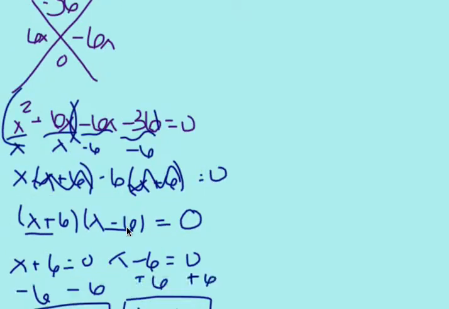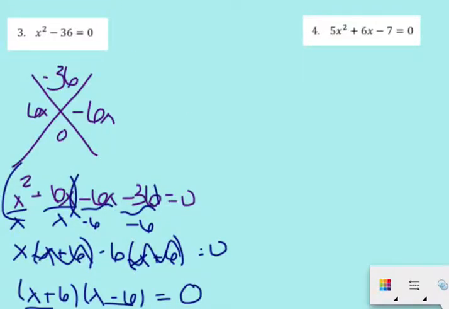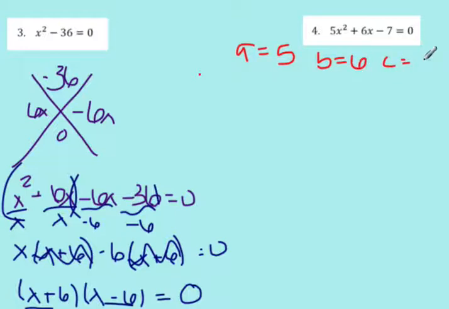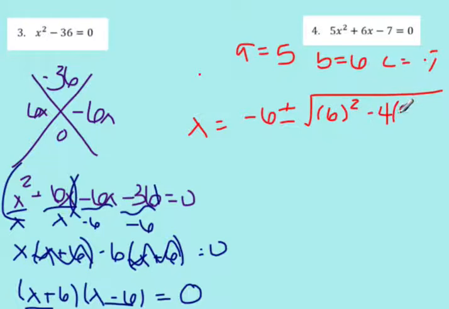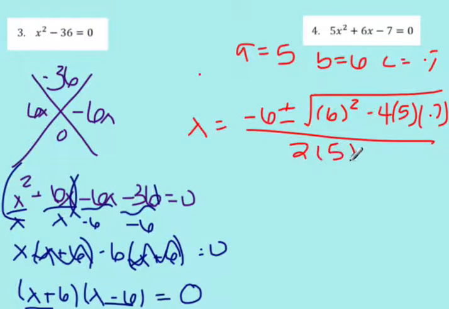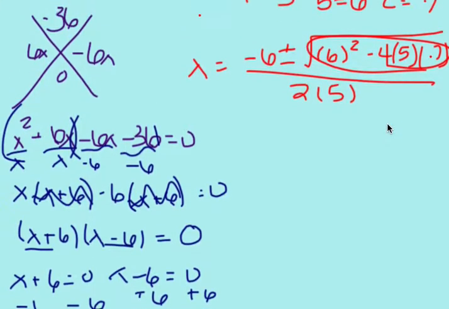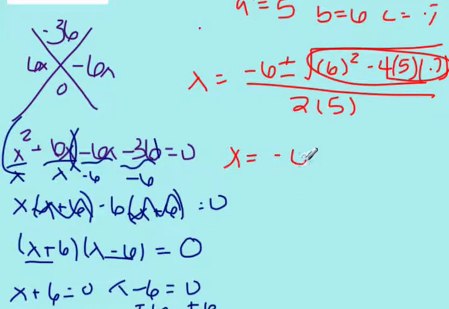Now, let's take a look at number 4. For number 4, again, we're going to have to use the quadratic formula on this one. So my A is going to be equal to 5, my B is 6, and my C is negative 7. So x is going to be equal to the opposite of B plus or minus the square root of B squared minus 4 times A times C, all of that over 2 times A. So the first thing I'm going to do is simplify underneath the radical. We're going to do 6 squared minus 4 times 5 times negative 7.